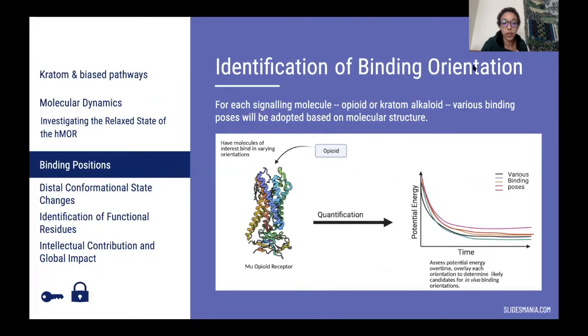So, identification of binding orientations would be achieved through allowing the opioid and the alkaloids from Kratom to bind in various orientations. Then we would quantify that and look at the potential energy change over time for the various binding poses. Looking at those different poses, we would see which one has the lowest potential energy, or which series of poses has the lowest potential energy, and investigate those.